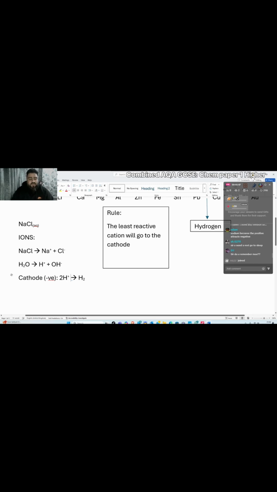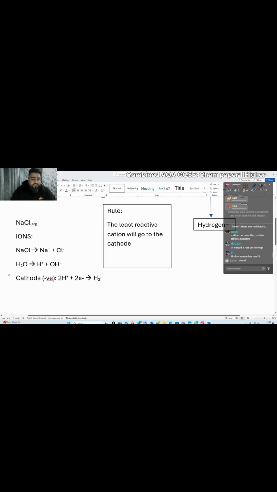And now that we've balanced the atoms, we need to balance the charge. So we've got two positive charges here. The charge on the opposite side is 0. So we're going to balance this with 2 electrons. Fantastic. Then we're going to look at the anode.